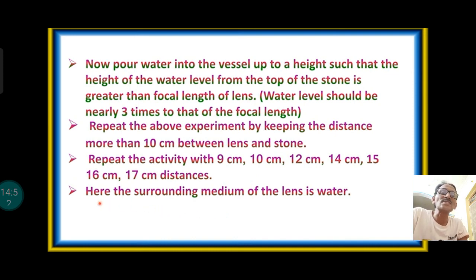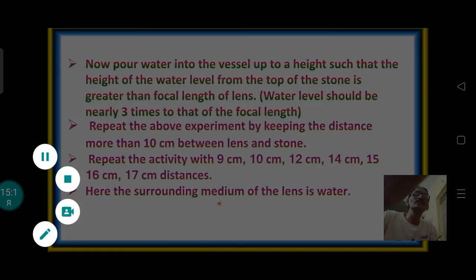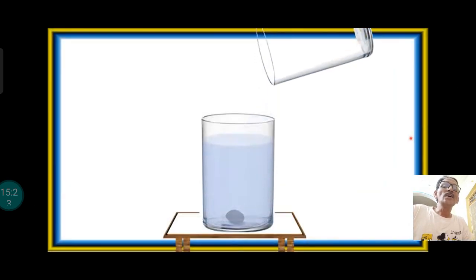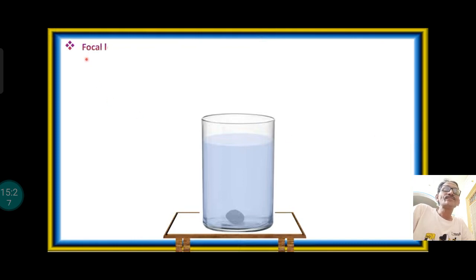So when you observe the distances from the stone by increasing the length, that means raising the lens holder from 9 cm to 10 cm to 12 cm, 14, 15, 16, 17 centimeters, observe the stone. Now the surrounding medium is water. Now fill the vessel with water and see that the focal length of the lens is always constant, 10 cm. Fill the vessel so that the height of the water is 4 times the focal length of the lens.